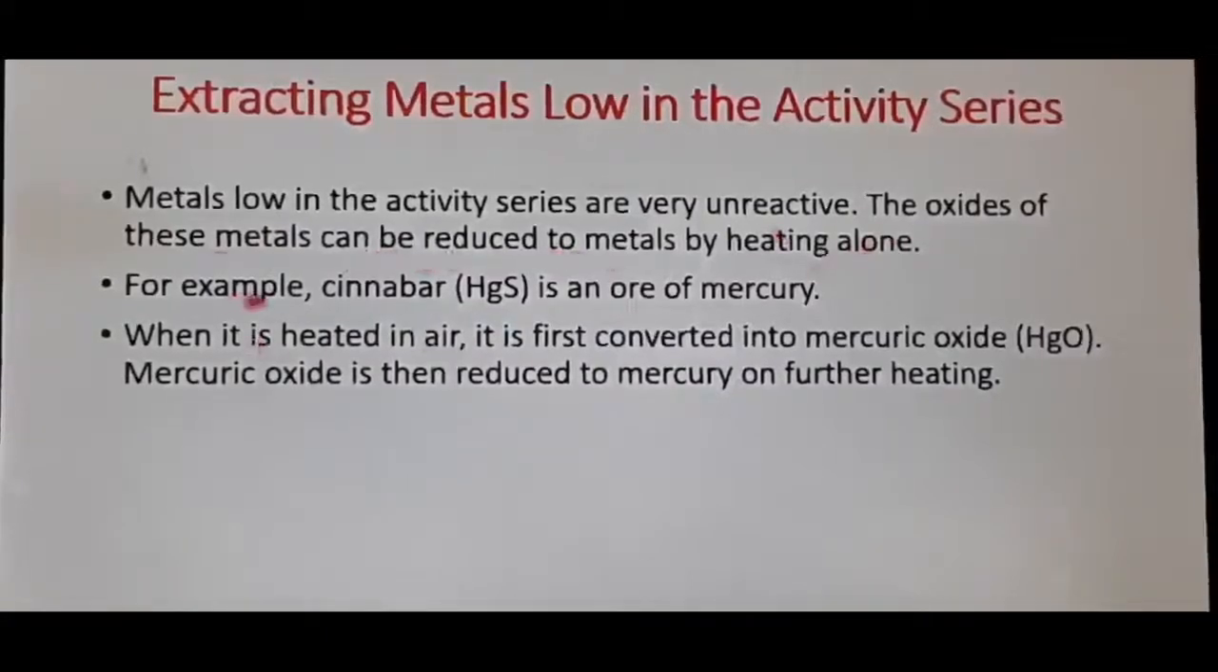Now we'll take the example of cinnabar. This is mercuric sulfide. This is an ore of mercury. See, mercury is available in the form of its sulfide. So first of all, it has to be heated in air, then it will be converted into its oxide, and further the oxide will be reduced to mercury. So this we'll understand with the help of a chemical reaction.